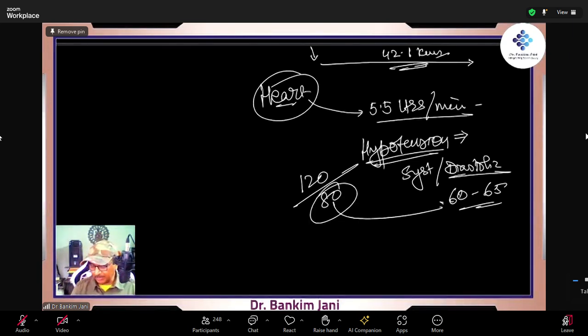Diastolic is that minimal pressure which is always present. When the heart beats, the blood is pushed, that is systolic blood pressure. When the heart is relaxing, but still there is some pressure, that is diastolic pressure. When the pressure decreases so much, it leads to a decrease in brain perfusion. The amount of blood reaching the brain reduces. Now, the brain is super sensitive.